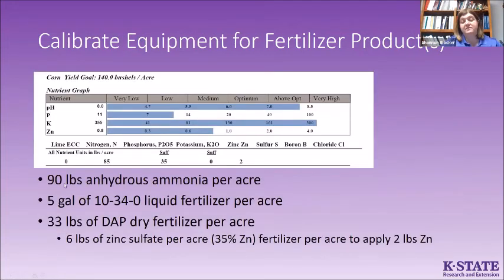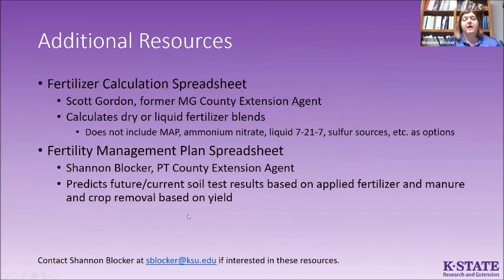So in this case, I'm applying 90 pounds of anhydrous. I'm using 5 gallons of 10-34-0 as a starter, and I'm applying 33 pounds of DAP. I didn't show you the calculations for zinc, but I would use zinc sulfate and apply 6 pounds of it to meet this recommendation. And so we're down to the end, guys.